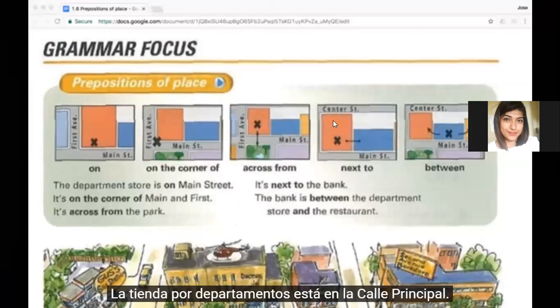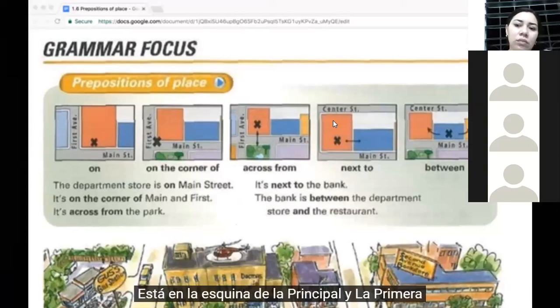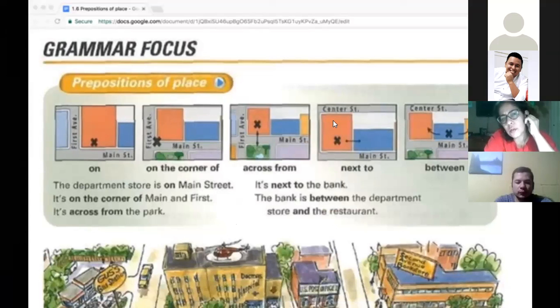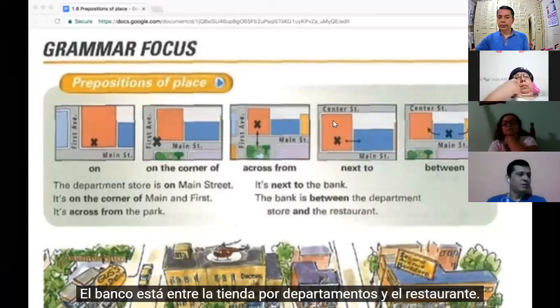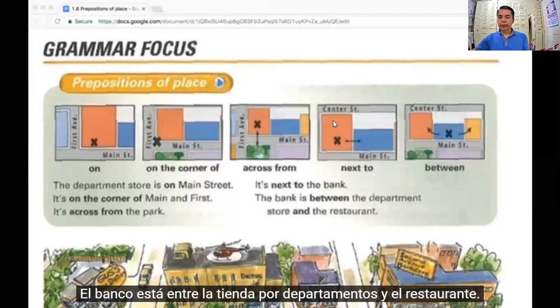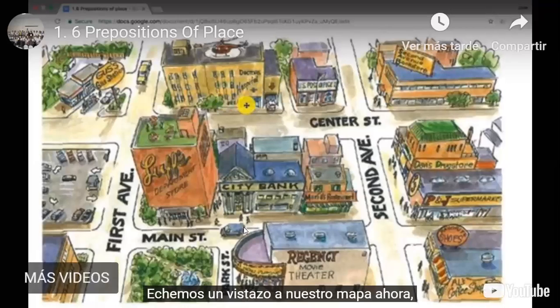The department store is on Main Street. It's on the corner of Main and First. It's across from the park. It's next to the bank. The bank is between the department store and the restaurant. Let's take a look at our map now.